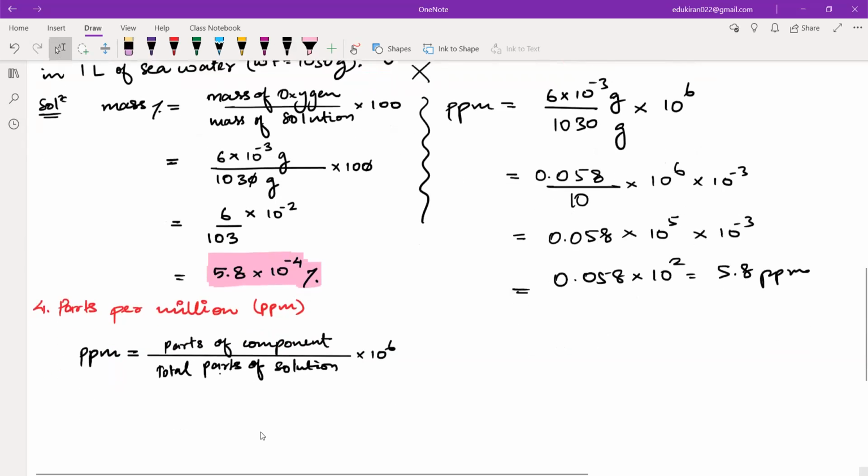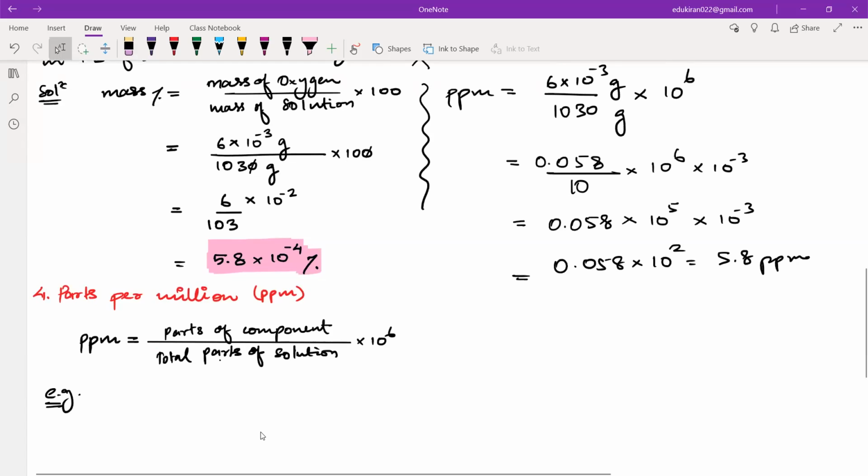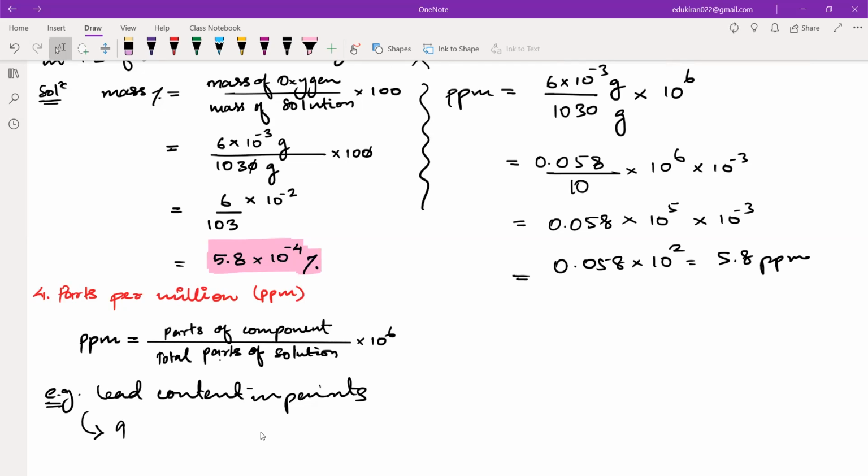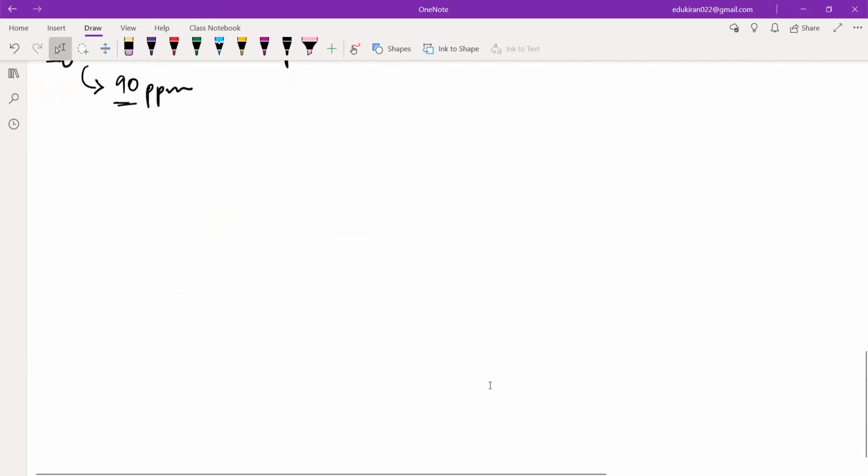Now one of the examples is, it is used to give the lead content in paints. So lead is poisonous, and the maximum content lead can have is 90 ppm. If any paint exceeds 90 ppm, then it is illegal to sell that paint. So please write parts per million and write this solution here. This whole part, let me know when you're done. You done? Yes. Right, fast. Okay. Now moving on.